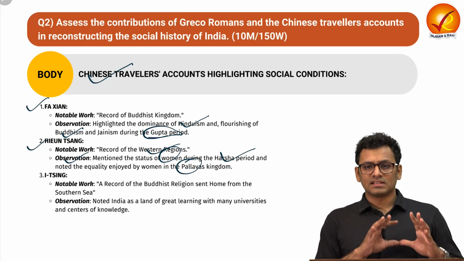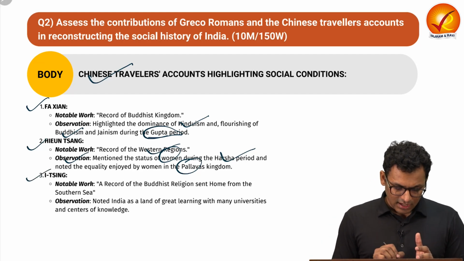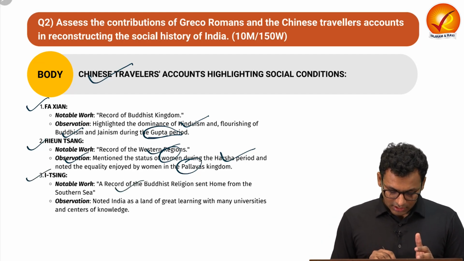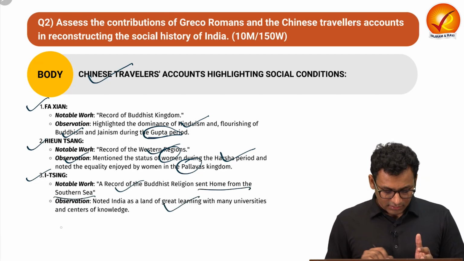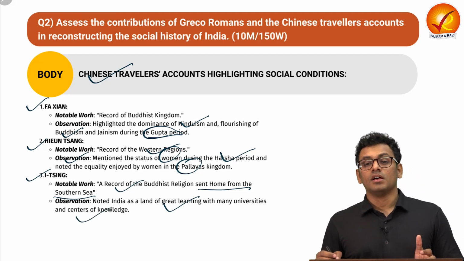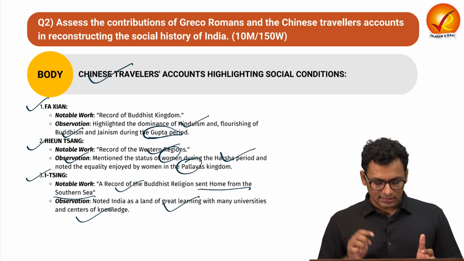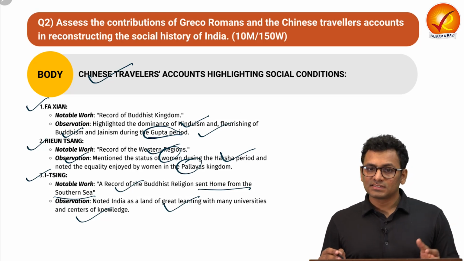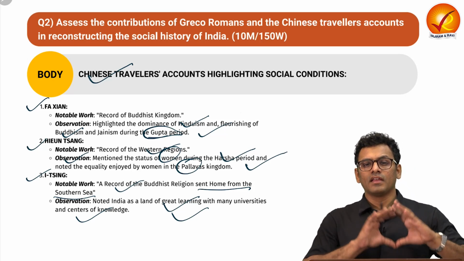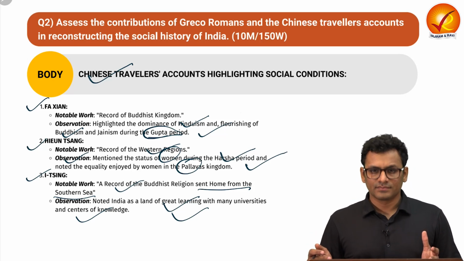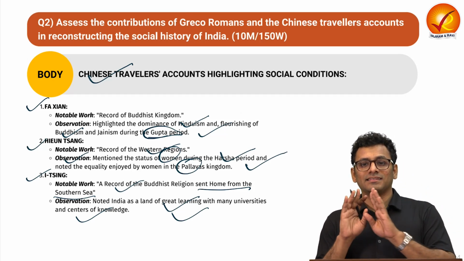So he basically witnessed the society from the gender perspective. Next is I-Tsing. In his work A Record of the Buddhist Religion Sent Home from the Southern Sea, he noted that it is a place of great learning with many universities and many centers of knowledge. So through those three Chinese travelers, we are able to understand that Indian society had certain kind of religious practices, certain kind of role allocation with respect to gender, as well as a certain degree of spread of education through learning centers. So that is there for the body, where we have deciphered different travelers, their work and their learnings.